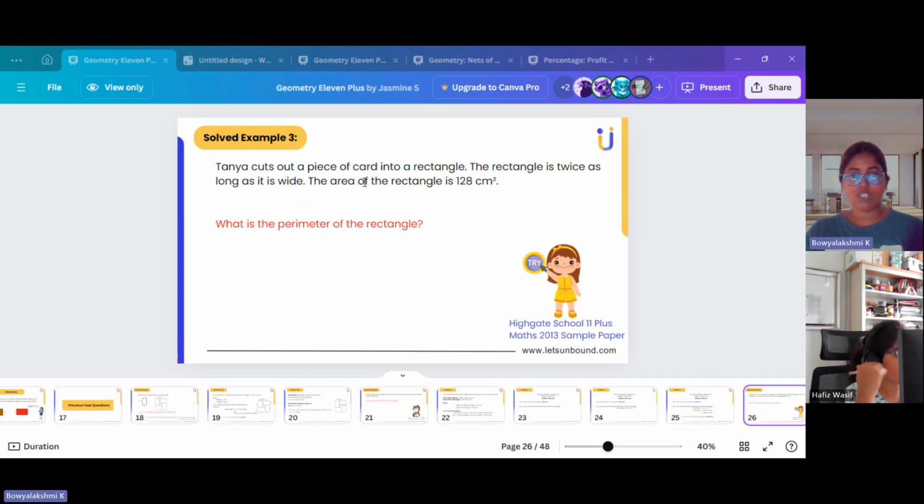Tanya cut out a piece of card into a rectangle. Do you like art and craft, like cutting something and making something? Oh, wait. So what is the recent DIY you did?